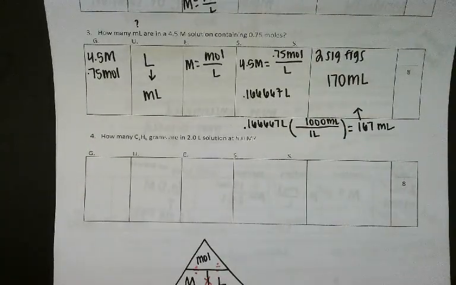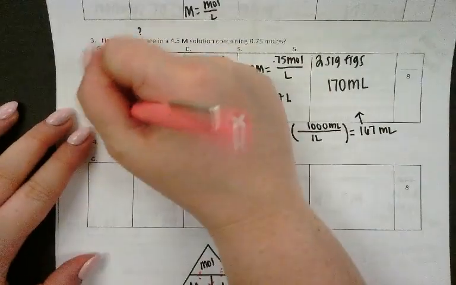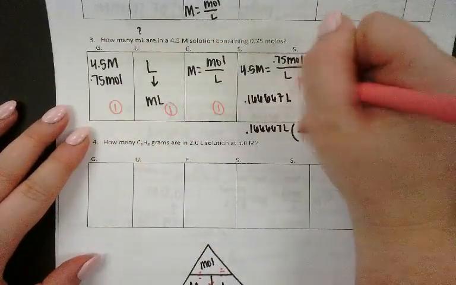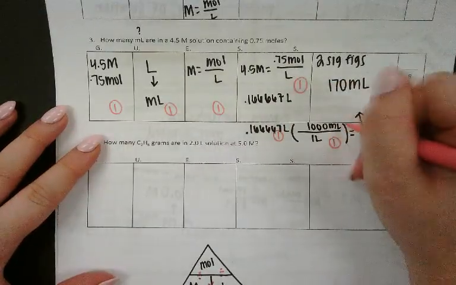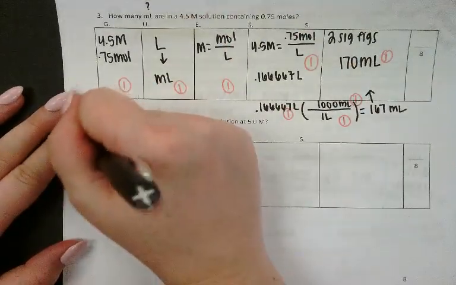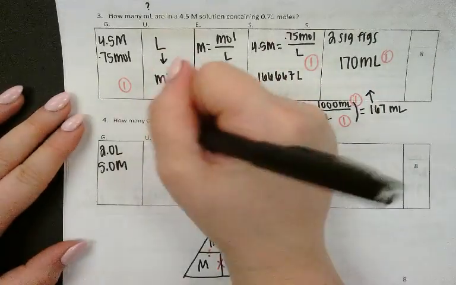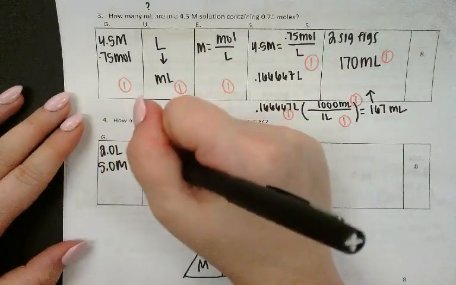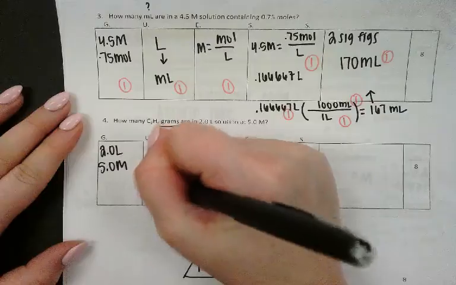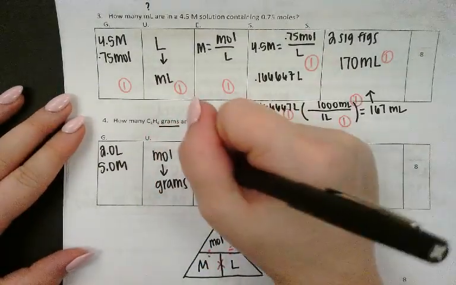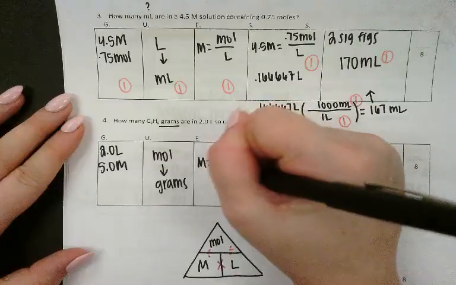So a question like this, you can notice it's worth more points. 1 point, another point, another. You get 1 point for showing here, and then your final point. Okay? Let's do one more. How many grams of C2H6 are in a 2.0 liter solution at 5 molar? We are given 2.0 liters and 5.0 molar. It's asking for grams, but we can't find grams with our equation, but we can find moles and then convert to grams. Okay? Molarity equals moles over liters.